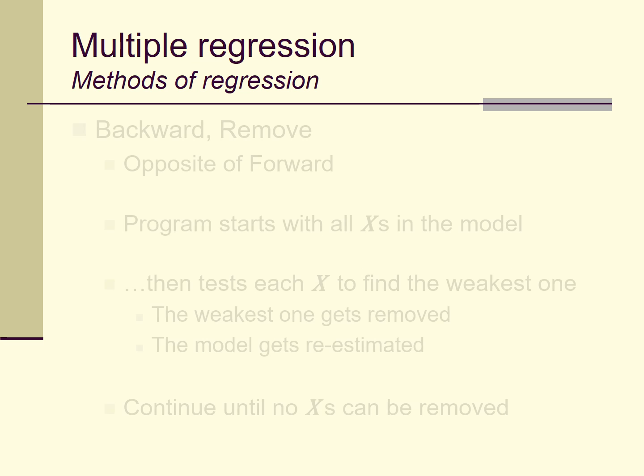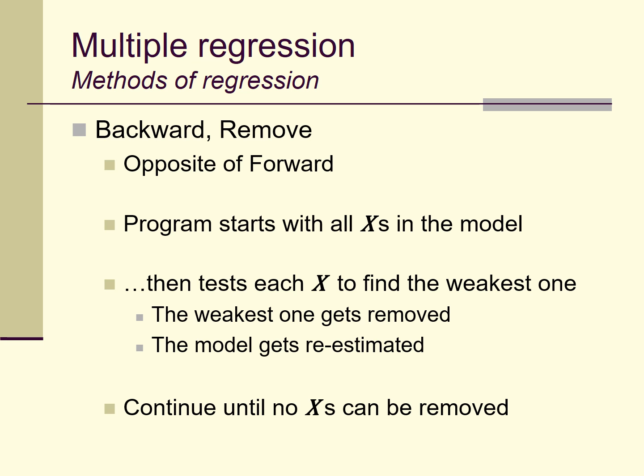There are some other options as well, like backward and remove. These are essentially the opposite of forward or stepwise. How they work is they begin with all the predictor variables and subtract them out. They kind of winnow away, or shave or trim away, the weak predictor variables until they get to a point where removing variables doesn't improve the fit of the model.